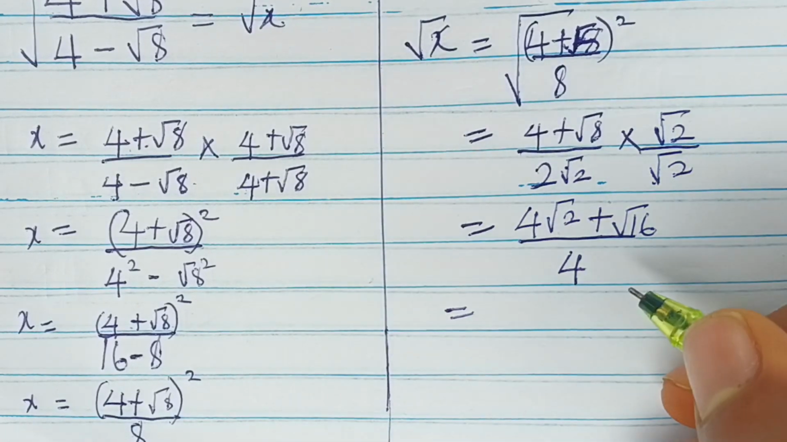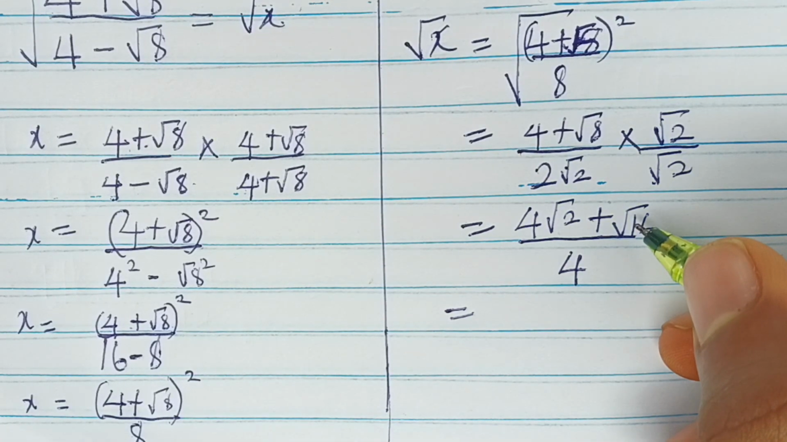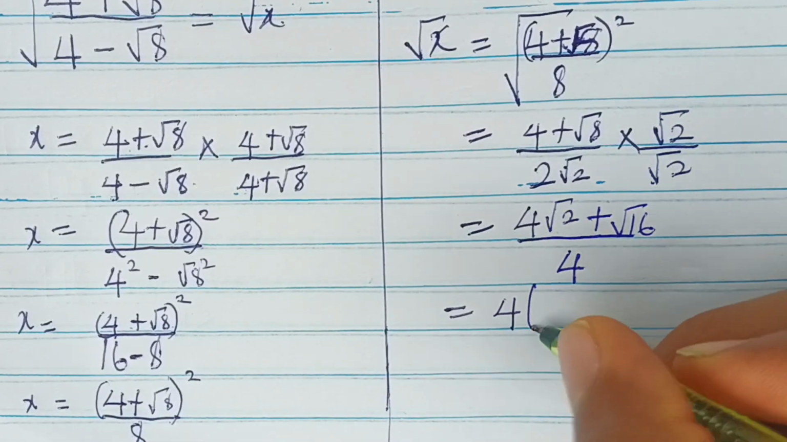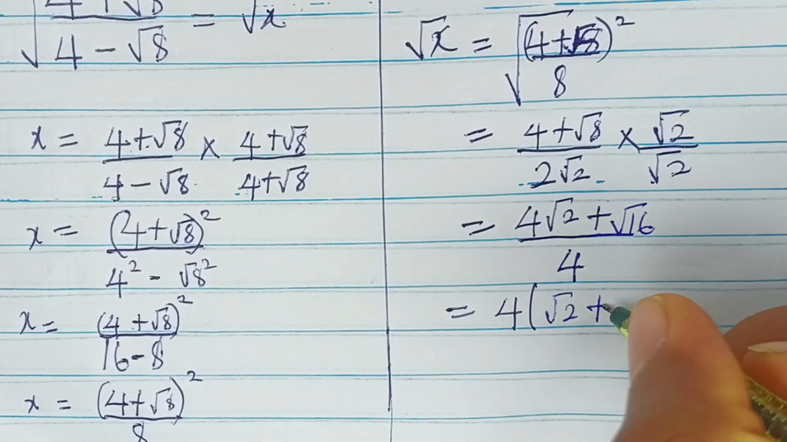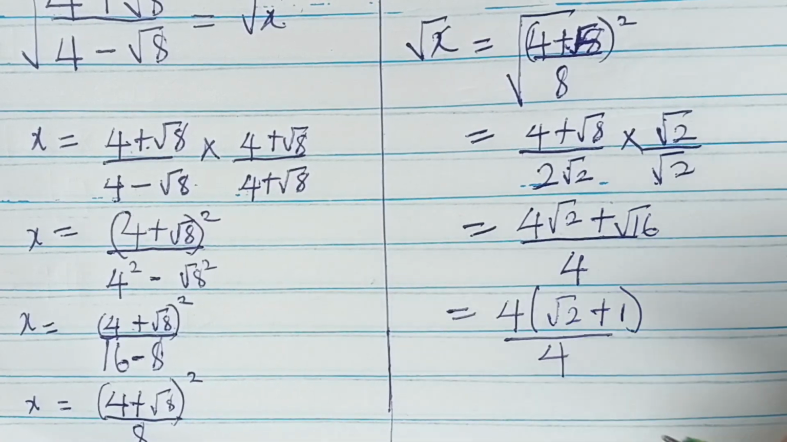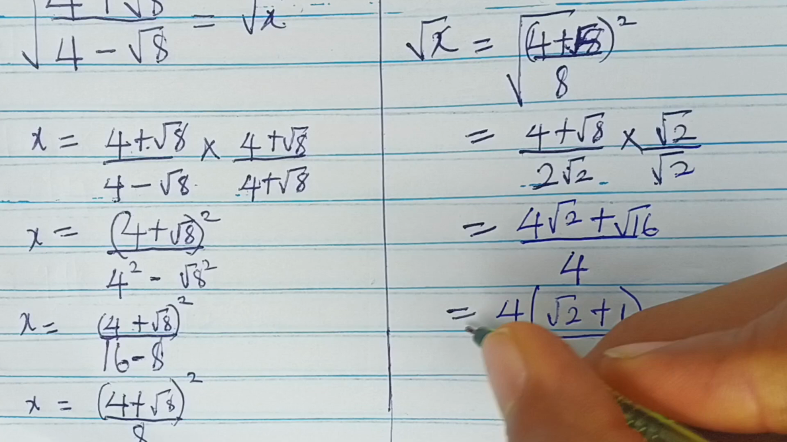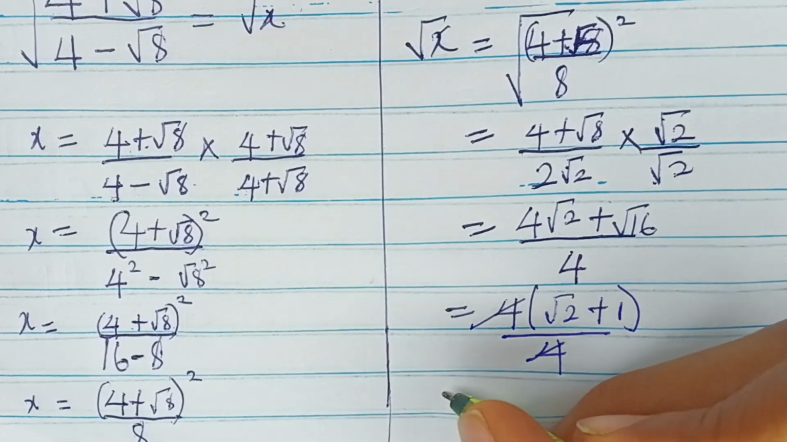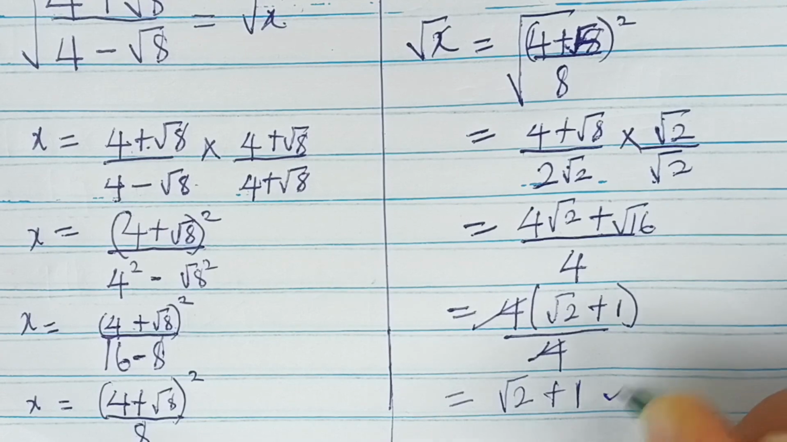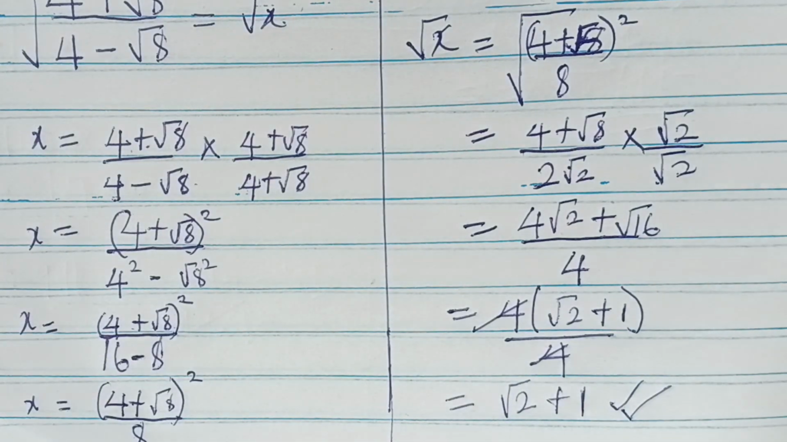This is equal to, since root of 16 is 4, we can easily factor out 4, and then we have root 2 plus 1 all over 4. The 4 here will cancel the 4 here, and we are left with root 2 plus 1 as the answer to this given problem.